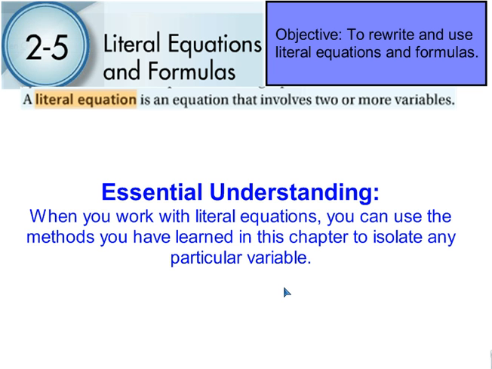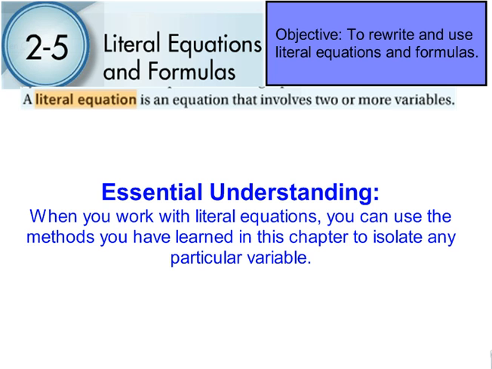Okay, so this one is section 5. It's called Literal Equations and Formulas. Basically what we're going to do is rewrite a formula for a different variable. A literal equation, as the definition says, is an equation that involves two or more variables. When you work with literal equations, you can use the methods you have learned in this chapter, sections 1 through 4, to isolate any particular variable.